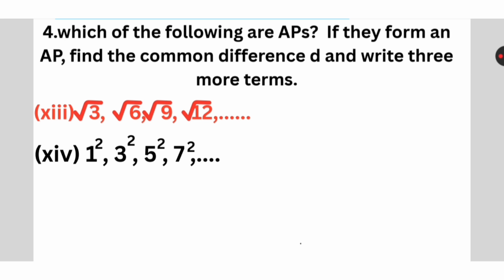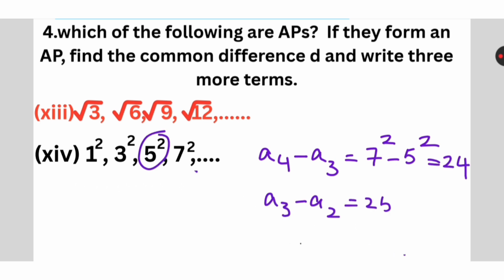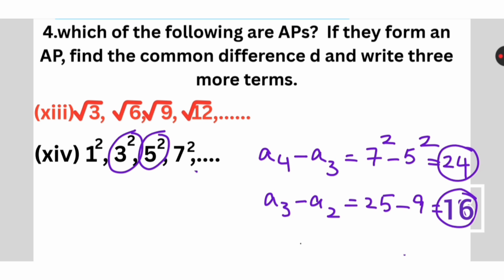So let's see this sequence: 1 power 2, 3 power 2, 5 power 2, 7 power 2. Let's do the 4th term minus the 3rd term, which is 7 power 2 minus 5 power 2. What is 7 power 2? 49. Minus 5 power 2, which is 25. If you subtract, we get 24. Now let's do a3 minus a2. a3 is 5 power 2, which is 25, minus a2, which is 3 power 2, which is 9. So these two differences are not the same. That's why this sequence also does not form an arithmetic progression. You simply write this as no.